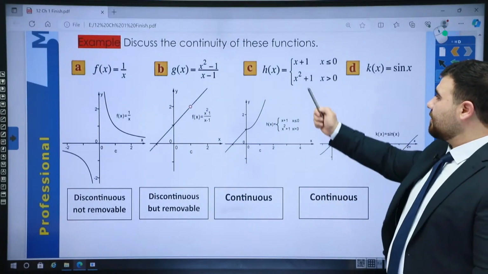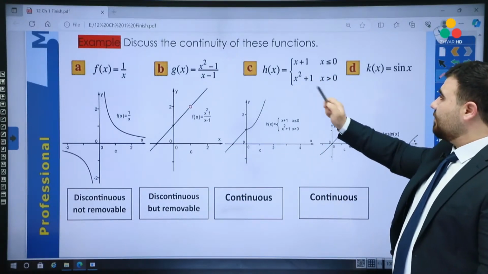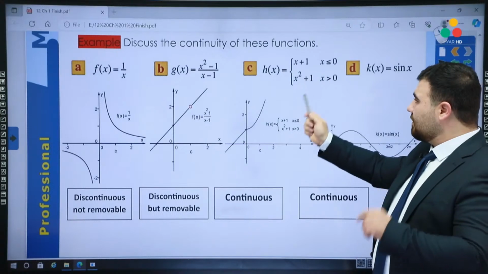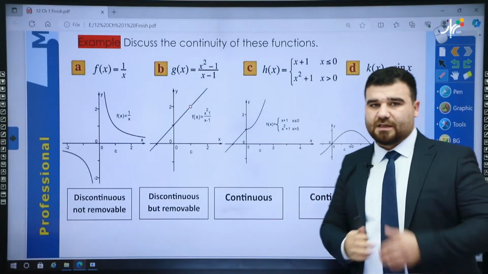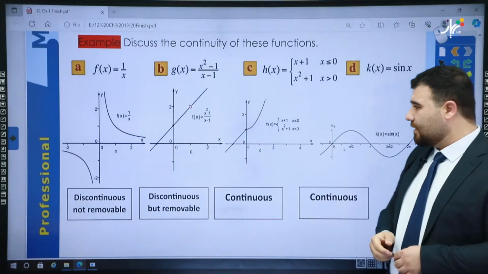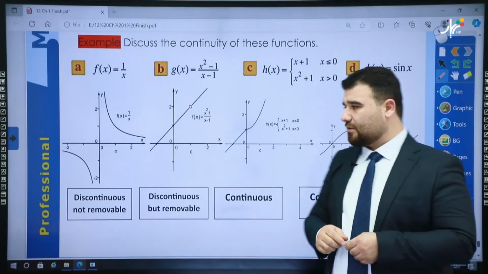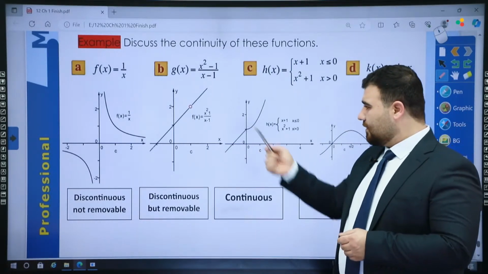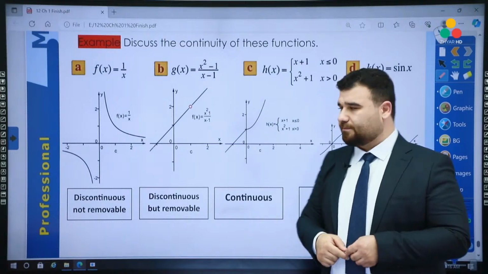This piecewise function, when I put 0 in place of x, 0 plus 1 is 1. When I put 0 in place of x in the other piece, it's also 0 power 2, which is 0 plus 1 is 1. Since both values are equal at 0, then it is continuous and it has no problem.